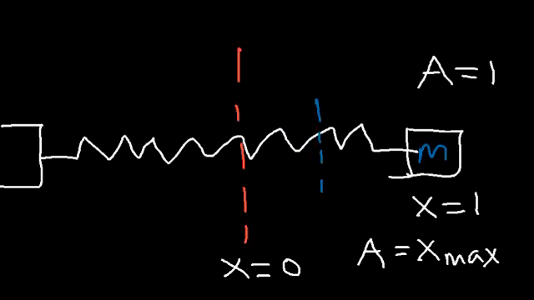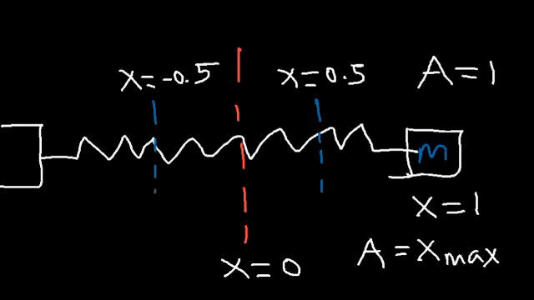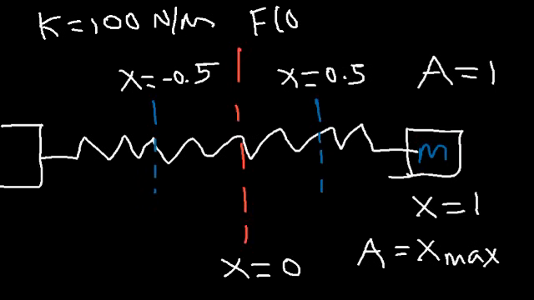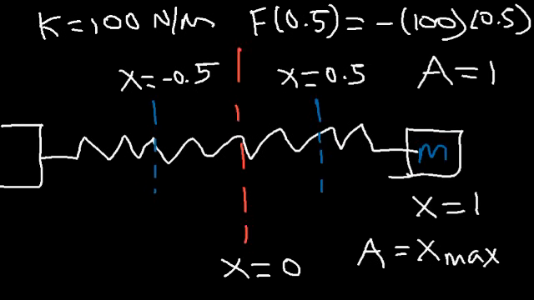At this position, X is 0.5, since it's to the right of the equilibrium position. And at this position, X is negative 0.5. So let's say K is 100 newtons per meter. What is the restoring force at, let's say, a position of 0.5? Include the appropriate sign as well. So F is equal to negative Kx. It's going to be negative times 100 times 0.5, which is negative 50. So at this point, we have a force of negative 50. The negative sign means that it's towards the left.